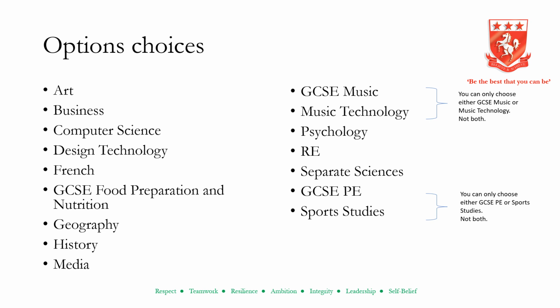You will also notice that there are 2 areas where you can only choose one of the 2 subjects on offer. So for example, in GCSE Music and GCSE Music Technology, you can only choose one of them, either GCSE Music or Music Technology. The same applies to GCSE PE and Sports Studies. You can only choose one of either, so either GCSE PE or Sports Studies, not both. We believe that we have created these options choices to encourage a more diverse curriculum and therefore try to suit everybody's needs at every level.